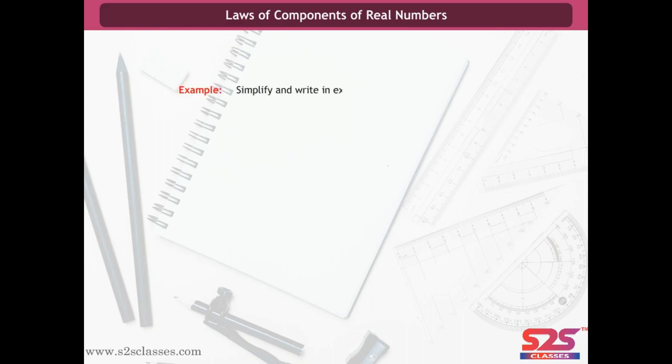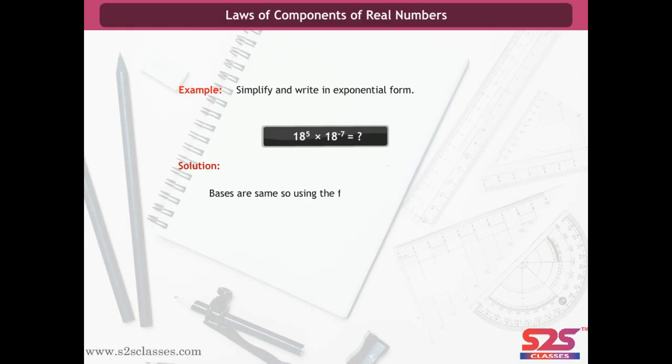Example: simplify and write 18 raised to the power 5 into 18 raised to the power minus 7 in exponent form. Solution: the bases are same, so by using the formula x raised to the power m into x raised to the power n is equal to x raised to the power m plus n, we get 18 raised to the power 5 into 18 raised to the power minus 7 is equal to 18 raised to the power 5 minus 7, or 18 raised to the power minus 2.